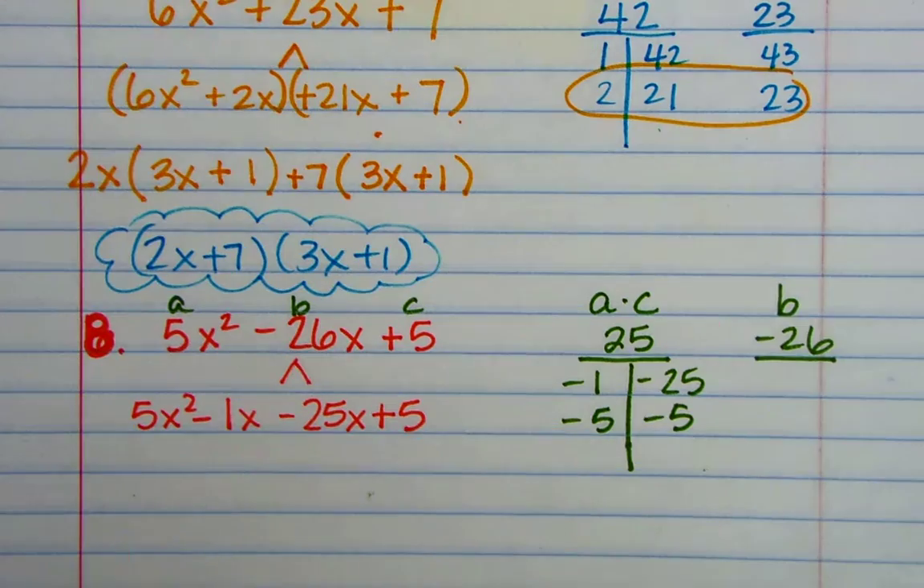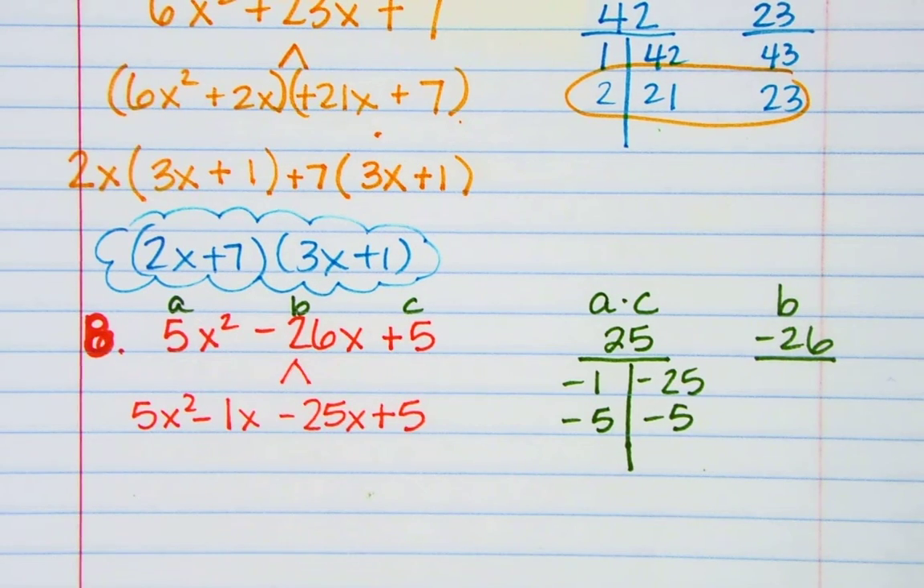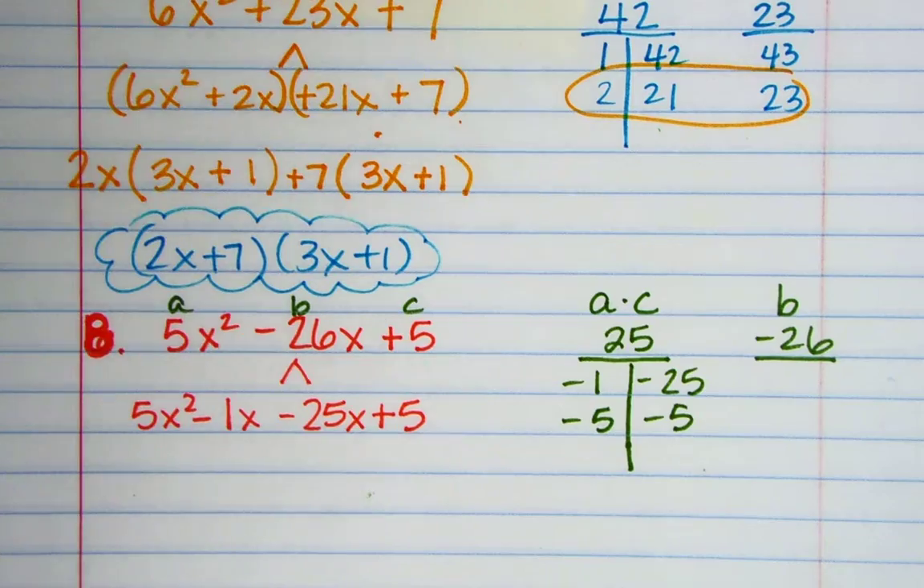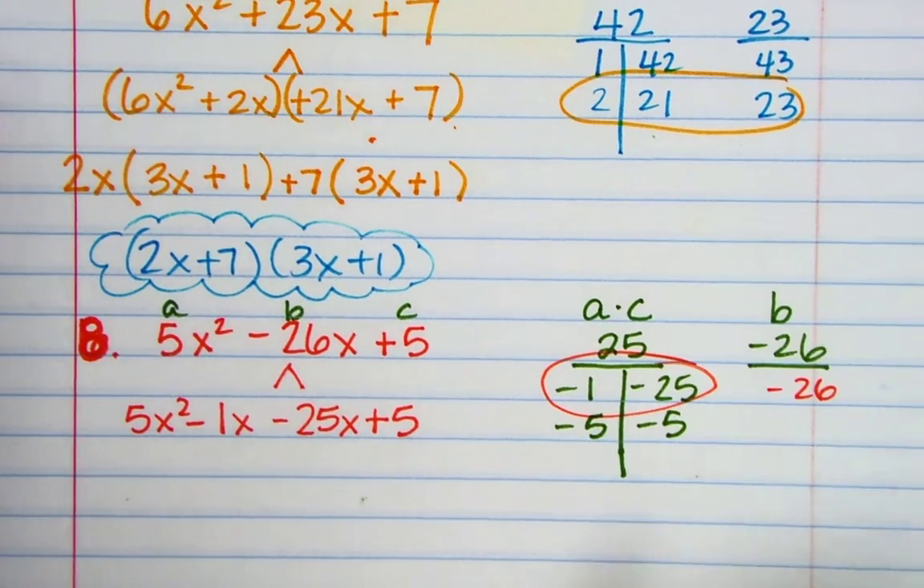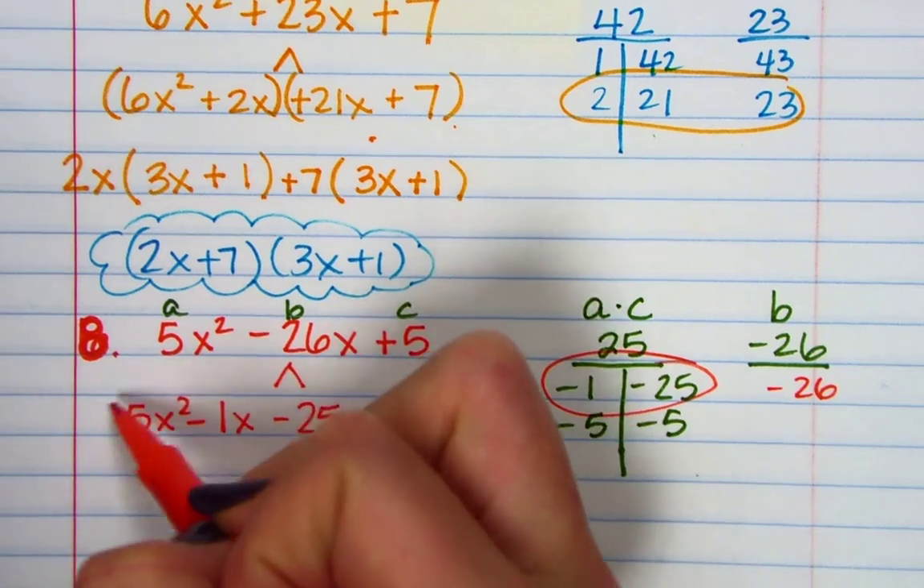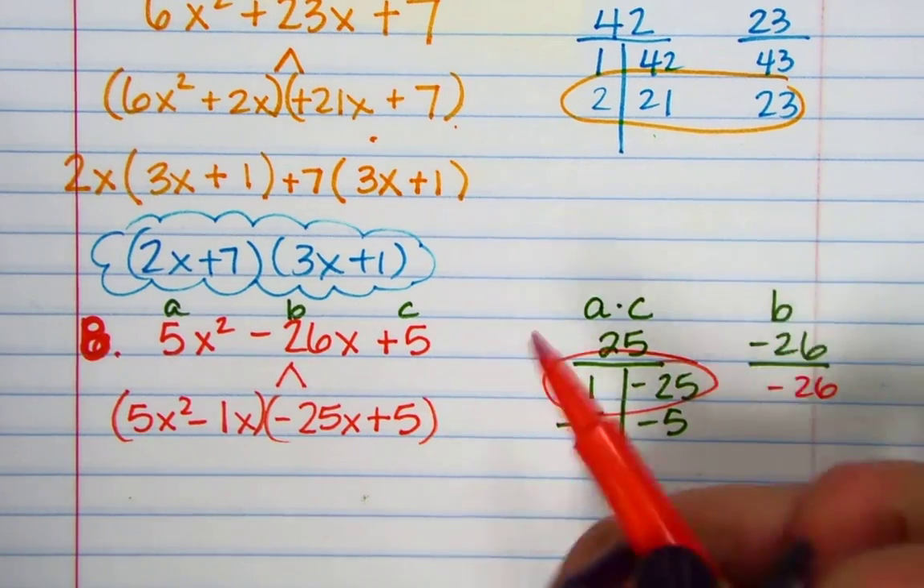It is. Okay. So you got negative 25 and negative 1, right? Right, good, okay. So that's this. Negative 26, that's this, okay. So then I put it here. Okay, do my parentheses. Right.